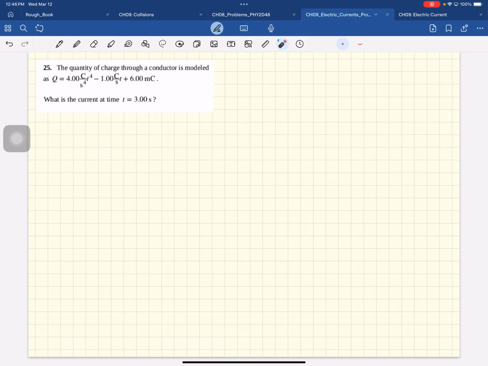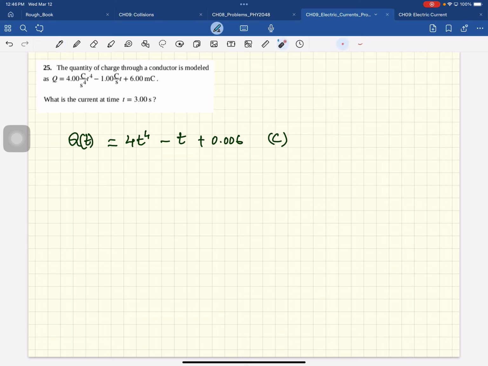All right, so this problem says the quantity of charge through a conductor is modeled as that Q is 4t to the power 4. See, each term has to be coulombs, so this term is coulombs per second to the 4 because you have a t to the power 4 there. Okay? Minus 1t plus 6 millicoulombs. Okay, so see, each of these are in coulombs, that's in millicoulombs, so you should really write that as 0.006 coulombs. So here q(t) is 4t to the power 4 minus t plus 0.006, and that's coulombs. Okay.